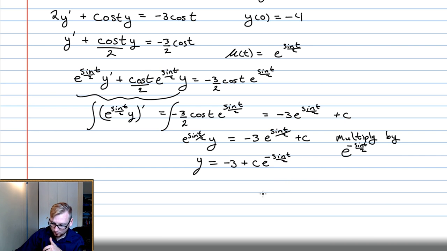Now we plug in our initial condition. We got negative 4 for y, and t is 0. Now what's sine of 0? Sine of 0 is 0. I'll open it up and I'll show you. Where's my unit circle? There.